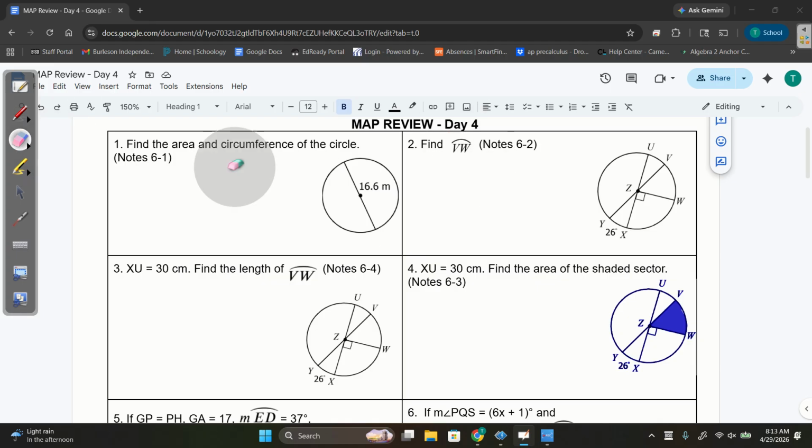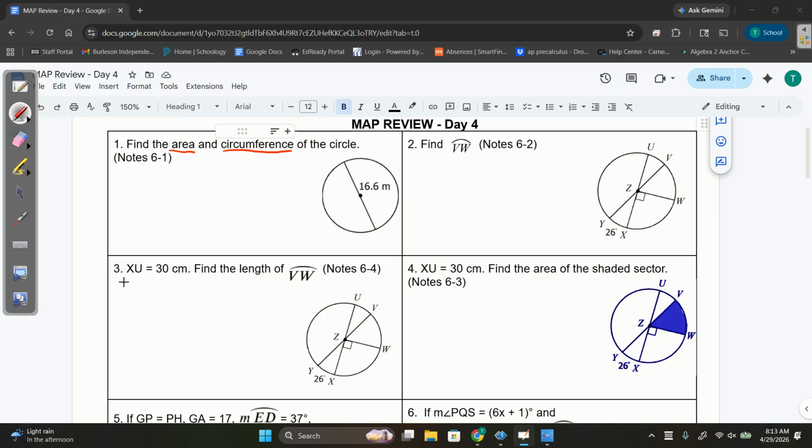Alright, this time we're moving on to the circles unit. So we're going to be covering everything we learned about circles. On this first one, we're discussing area and circumference. Now if you forgot those formulas, that's fine. Usually you'll have a formula chart, but we need to use the formula.